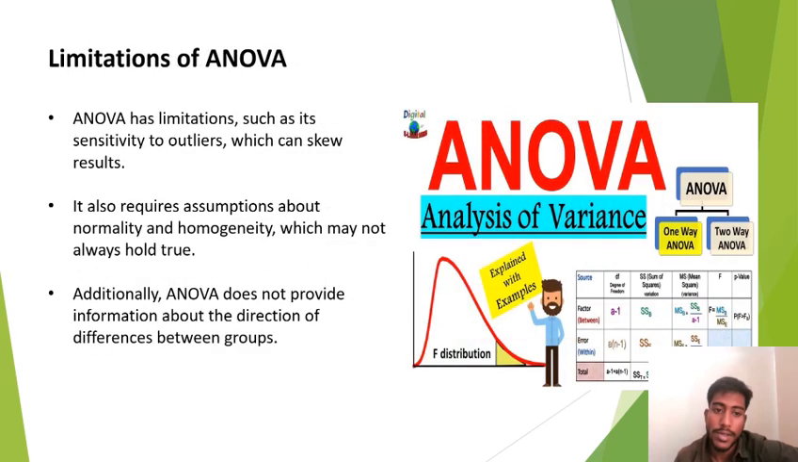So next is the limitations of ANOVA. ANOVA has limitations such as its sensitivity to outliers, which can skew results. It also requires assumptions about normality and homogeneity, which may not always hold true. Additionally, ANOVA does not provide information about the direction of differences between groups.